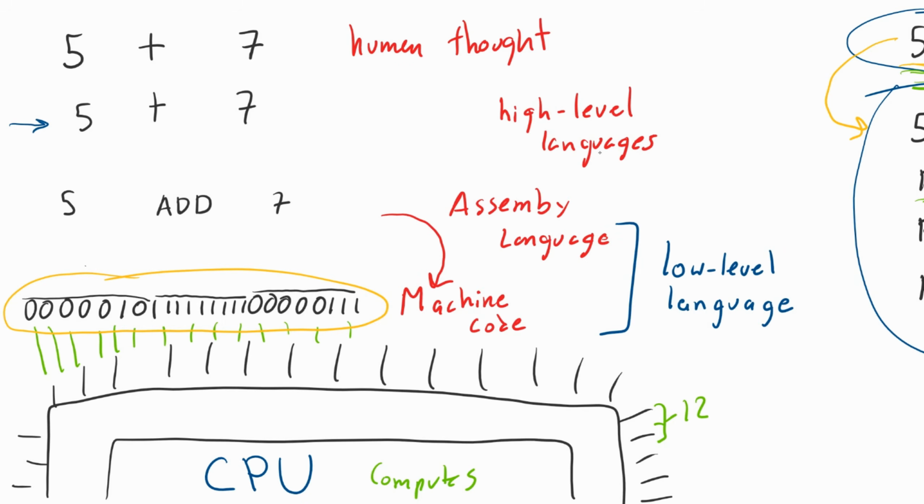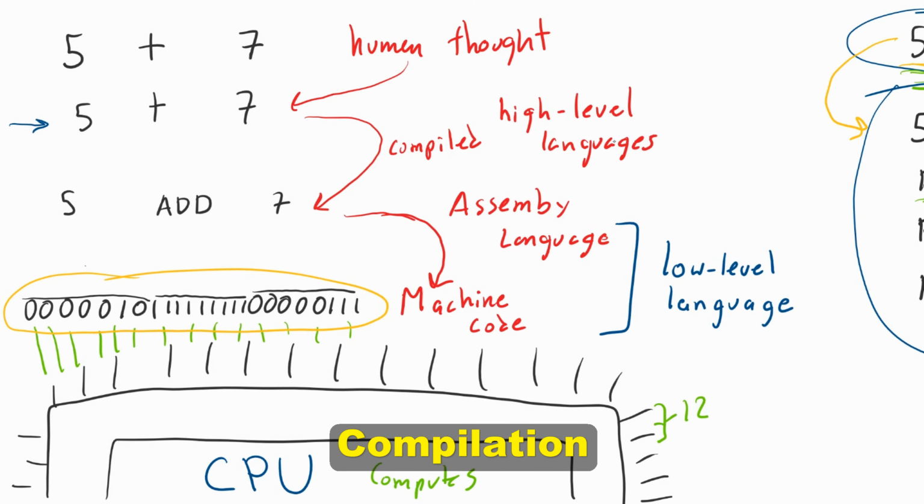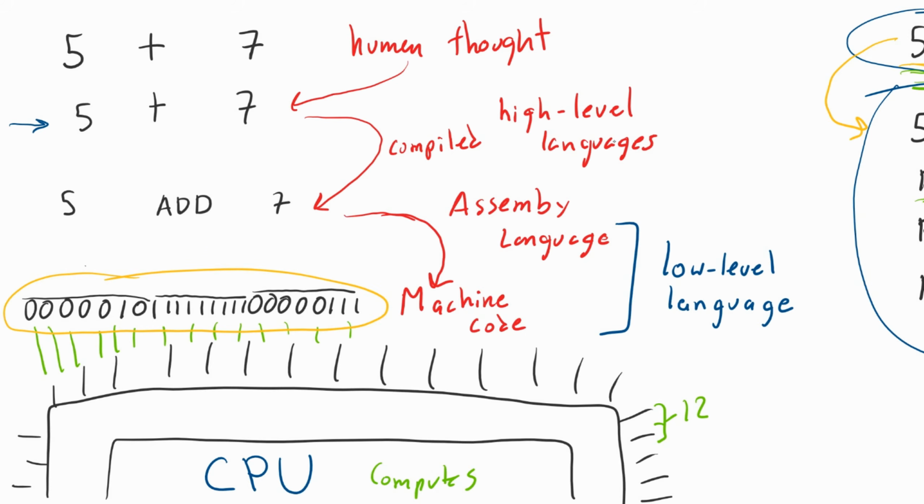So what's actually happening here is that your human thought, as you are trying to solve a problem using a programming language, is converted to some kind of programming language, in this case C++. Once you're done, C++ gets converted to assembly language, which then gets converted to machine code. The process of C++ becoming assembly language is called compilation. So we write C++ code and it gets compiled.